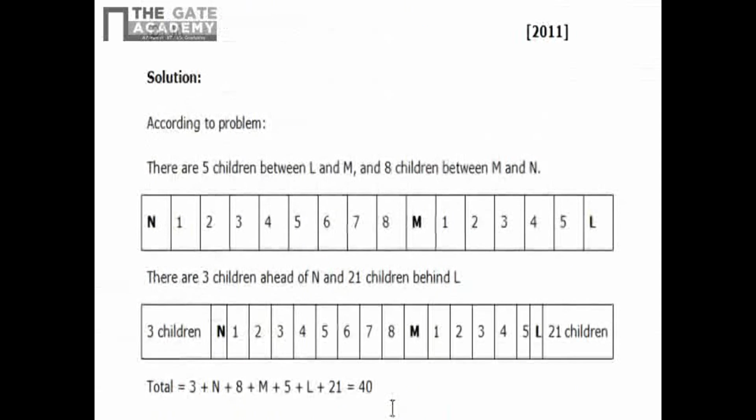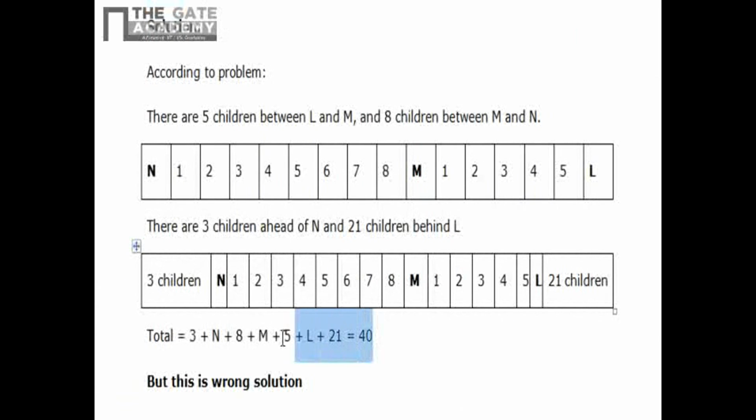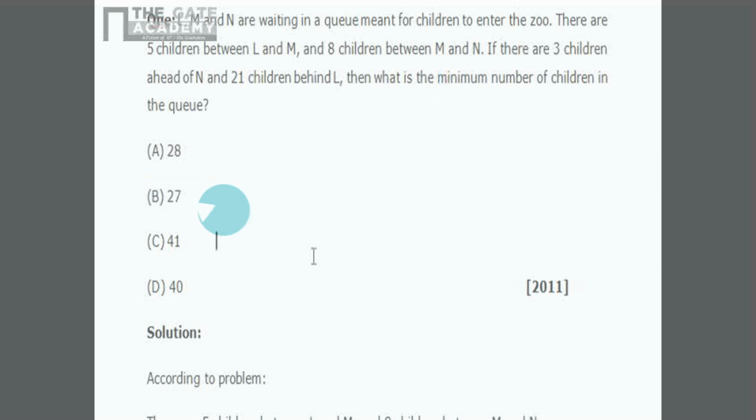If you look at the options, they have given the wrong answer also. So don't get confused and don't mark that answer as correct, because the correct one is 28. What we get from this problem is that you have to read the problem very carefully, because of this word minimum the solution changes.